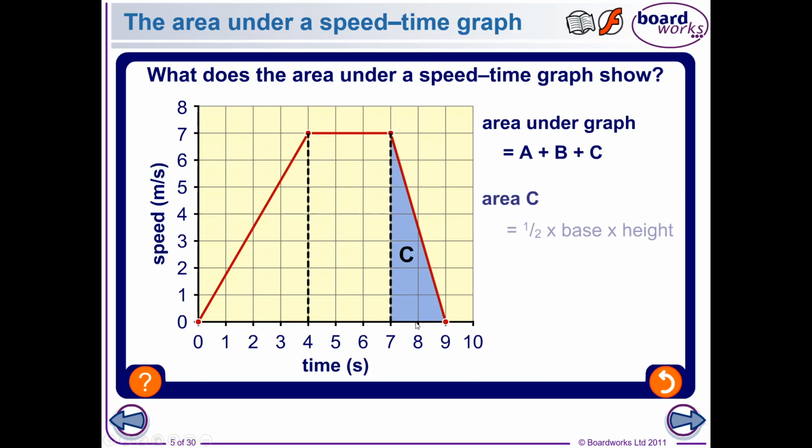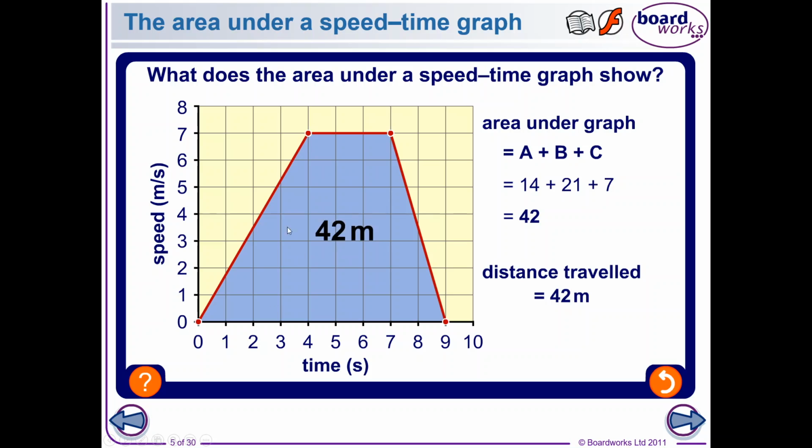And then for our last triangle, half base times height. The base is 2 on this one. The height again is 7, so it's half times 2 times 7, and that gives us an answer of 7. So if we add those three numbers up, this was 14, this was 21, and this was 7, all adds up together to 42. So that will tell us that in this journey, this object travelled 42 meters.